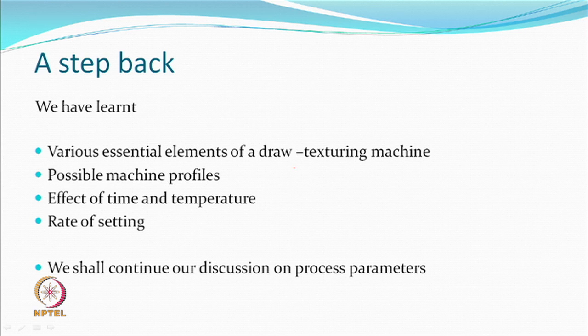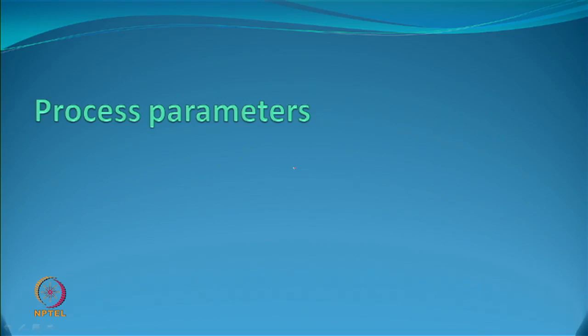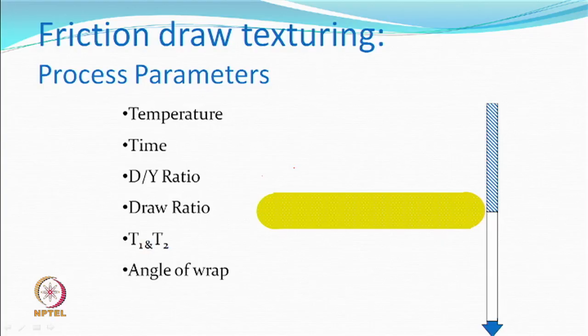to understand if there is something called rate of setting which can be defined. And we also understood that the rate of setting is not very specific to a material. It can vary within the same material also, depending upon how much draw you are doing, what temperatures you are processing, and so on and so forth. So, we shall continue our discussion on other parameters, which are the process parameters. So, these two in some sense we have finished.